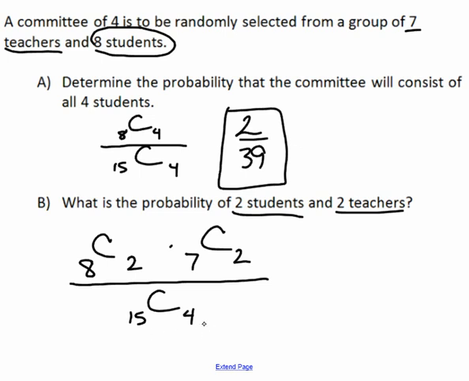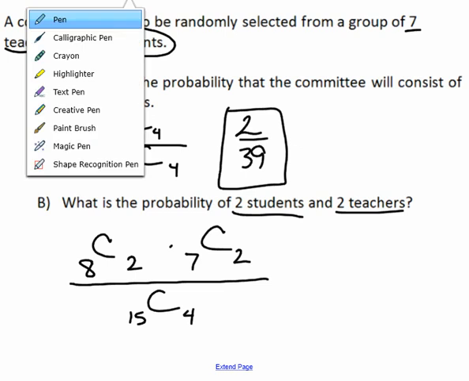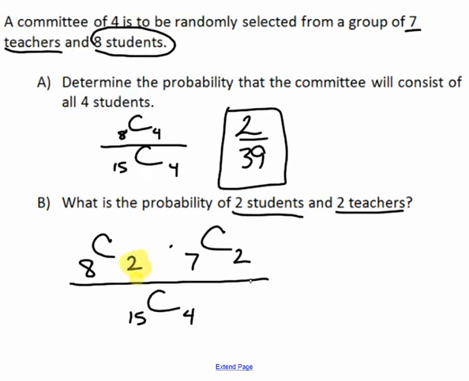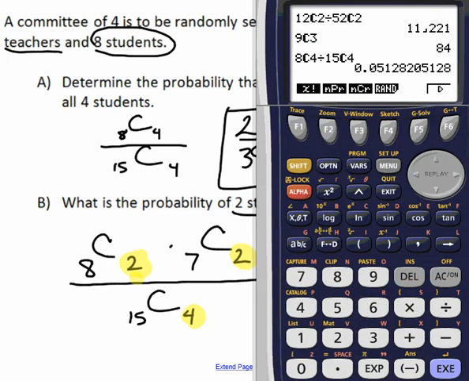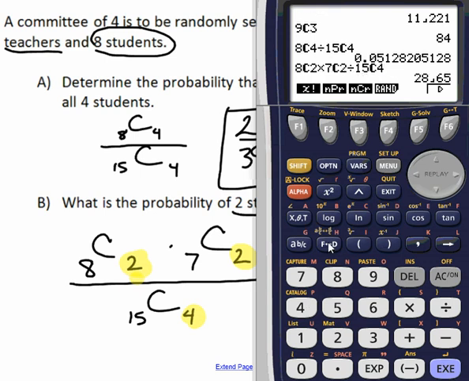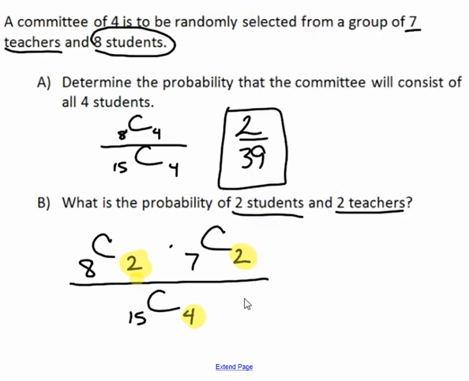We're still looking for a total. And you can even see it here that we would say, like, look, here's 2 students and here's 2 teachers. That's our total of 4 people on the committee. Right? That's our total of 4 people. So when we go through and do this one, we've got 8C2 times 7C2 divided by 15C4. And I'll go ahead and change this over. 28/65ths, or about 43%. Okay.